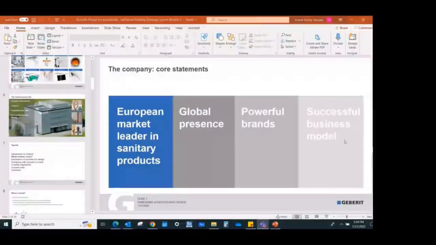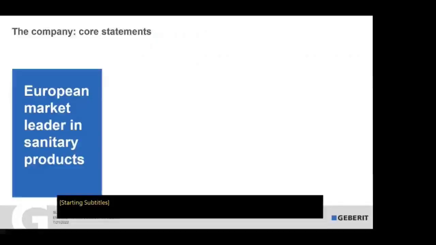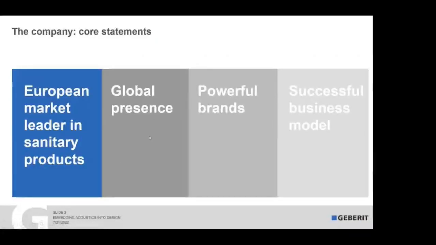I'll just share my screen for the person who is new to this, just to share the company introduction. So Geberit is a well-known company worldwide. We are a European market leader in sanitary products. We have a global presence worldwide, and we have powerful brands. We have a full range of bathroom products, behind the wall and in front of the wall. We believe in a successful business model, the push and pull principle. We learn from the market, and by adopting feedback from customers, we develop our products in such a way that they will be good for social life, so that people can have a luxury experience with our product range.